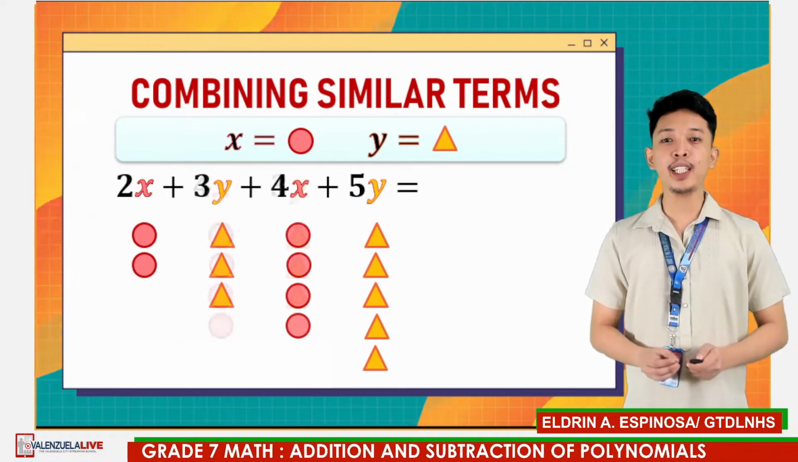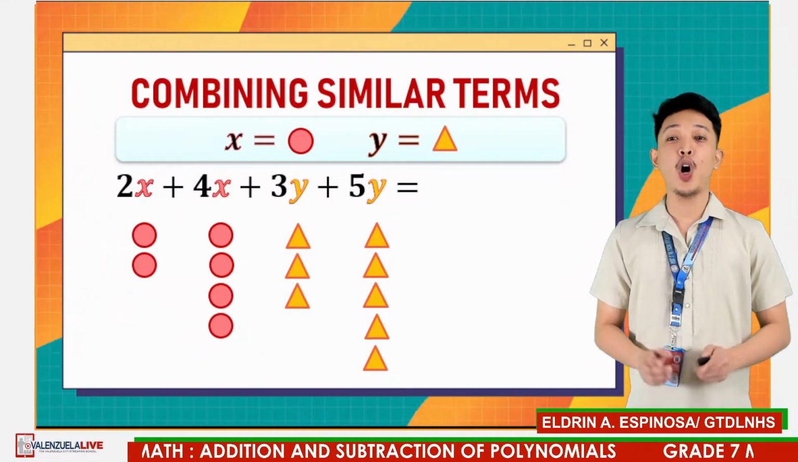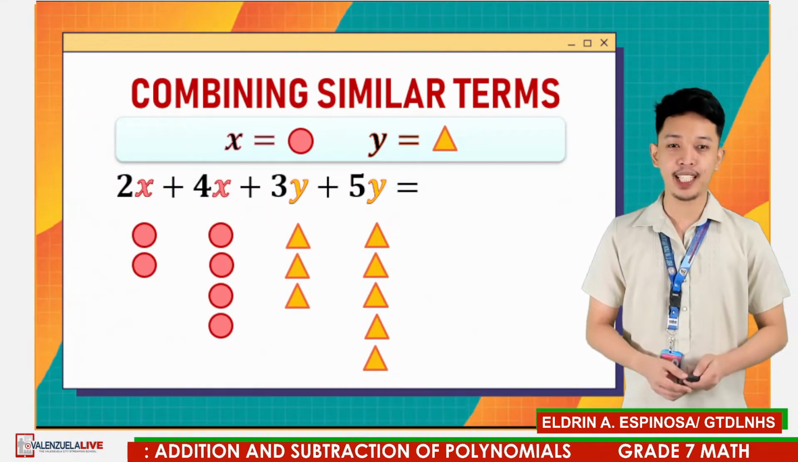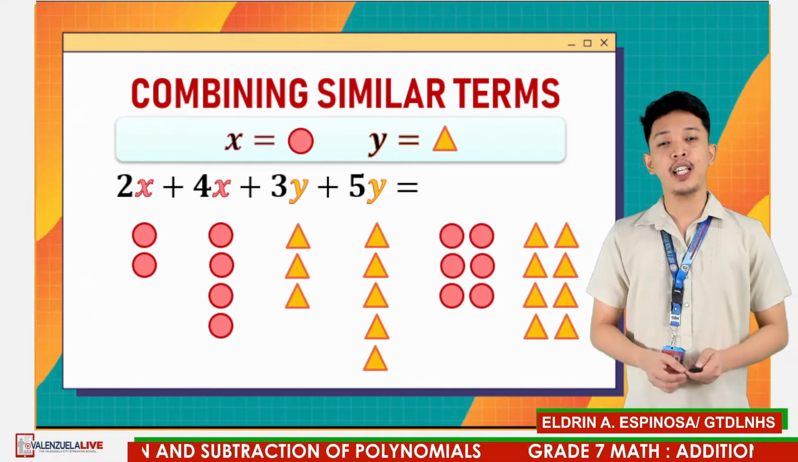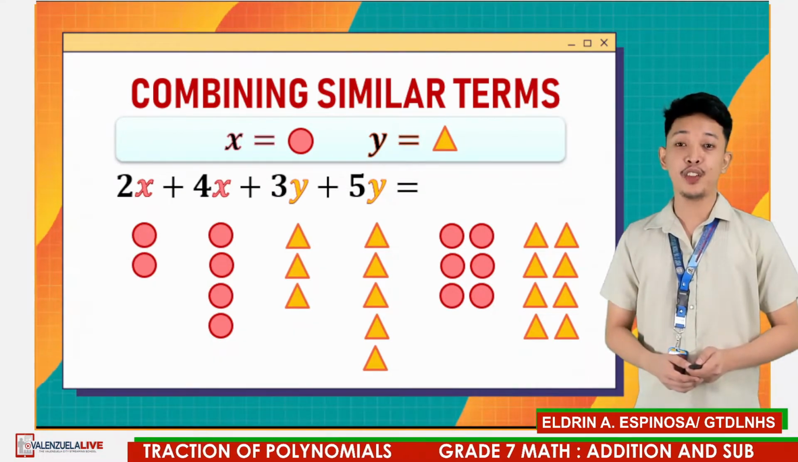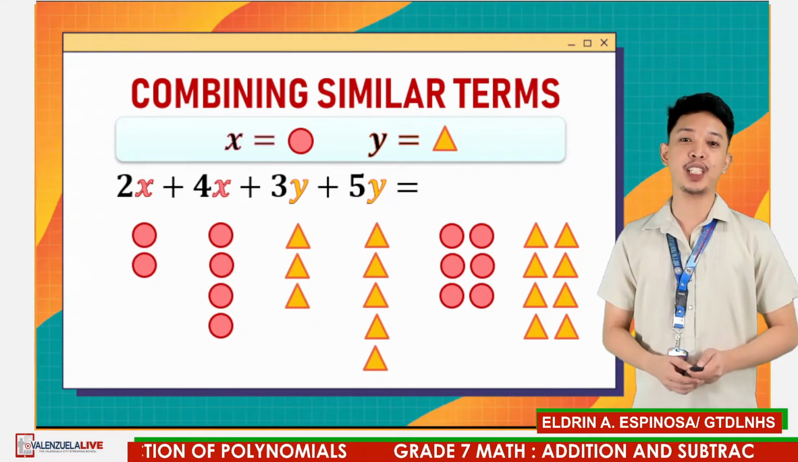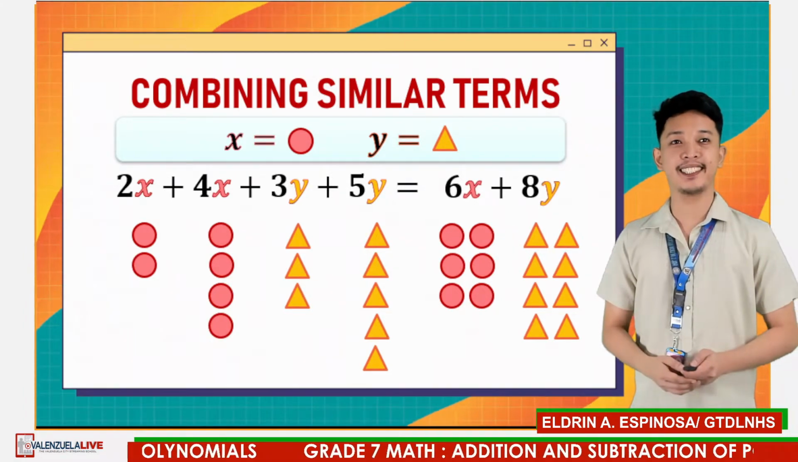Again, we can combine terms if they have the same literal coefficient, or in this case, the same shape. This means that we will have a total of 6 circles and 8 triangles. Therefore, the resulting expression is 6x plus 8y.